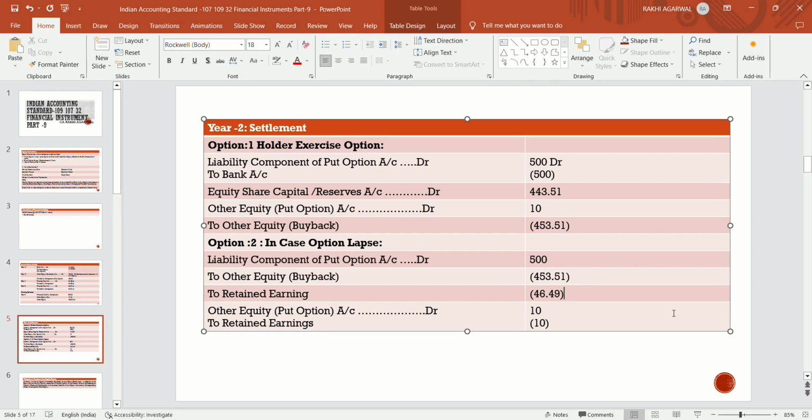बैलेंसिंग जो अमाउंट है डिफरेंशियल बिटवीन बायबैक और लायबिलिटी कंपोनेंट, उसको रिटेन अर्निंग में ट्रांसफर कर देगा, और जो प्रीमियम का अमाउंट है उसको भी रिटेन अर्निंग में ट्रांसफर कर देगा. तो अगर लैप्स हो जाता है तो जितना भी वो लायबिलिटी और इक्विटी और बायबैक जो भी खड़ा किया था उसको रिटेन अर्निंग में ट्रांसफर कर देगा, और एक्सरसाइज करता है तब वो पे कर देगा, और जो भी अमाउंट उसने डेबिट क्रेडिट करके रखा उसको इक्विटी शेयर और रिजर्व में ट्रांसफर कर देगा. So in this way equity derivative is settled in case of option.